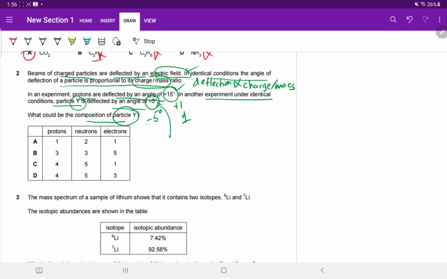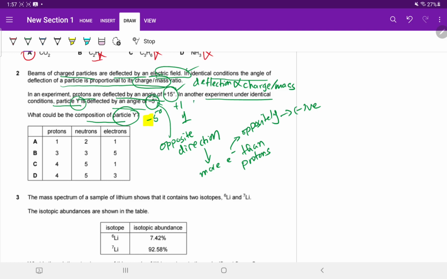Firstly, we need to see that there is a negative sign which they have given. That means that this is deflected in the opposite direction. This is one important thing. This means that it has to have more electrons than protons, because electrons are oppositely charged: electrons are negative and protons are positively charged. So whichever option has more electrons than protons shall be it, which we can see only in option B.